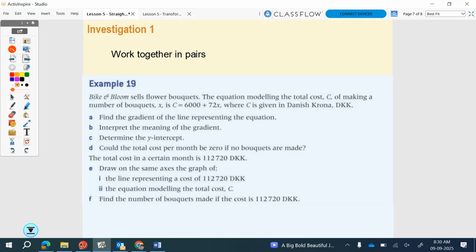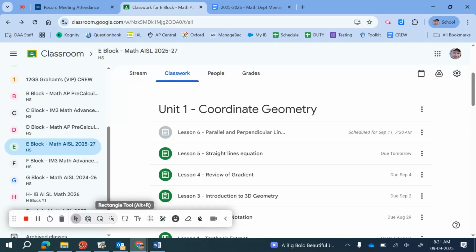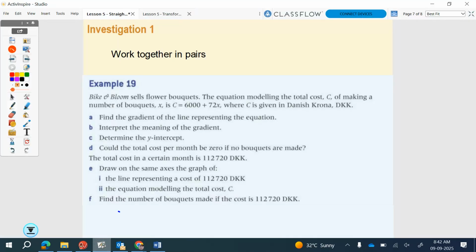Okay, our last task is to work together in pairs on this investigation. We have 10 minutes for this one, so pause the video at home and have a work through it. Alright, so Bike and Bloom sells flower bouquets. The equation modeling the total cost C of making a number of bouquets, x, is given by C equals 6,000 plus 72x, where C is given in Danish krona.